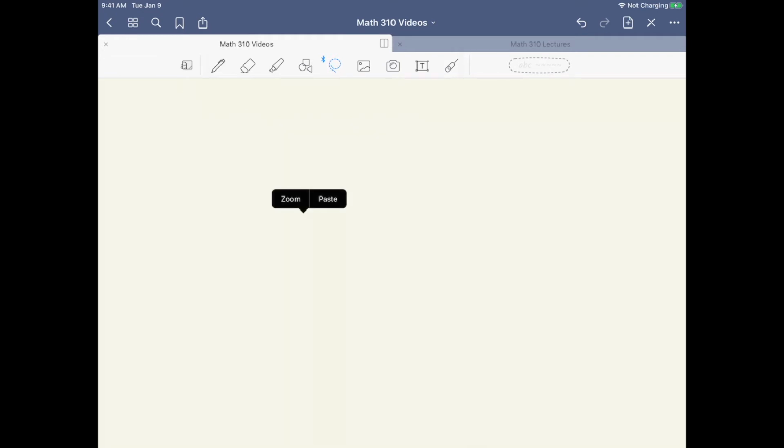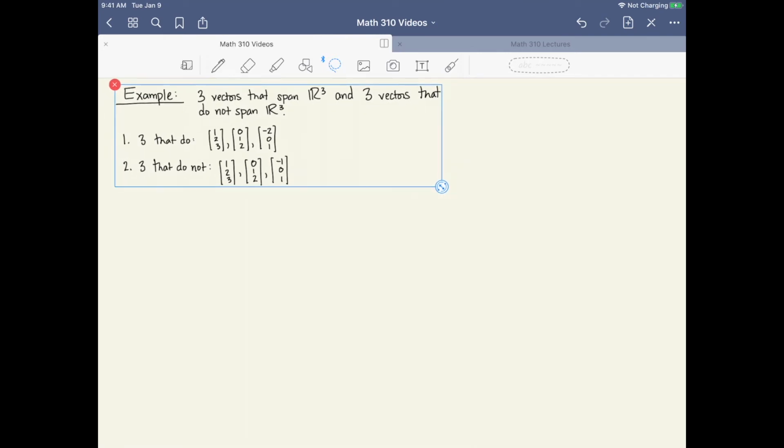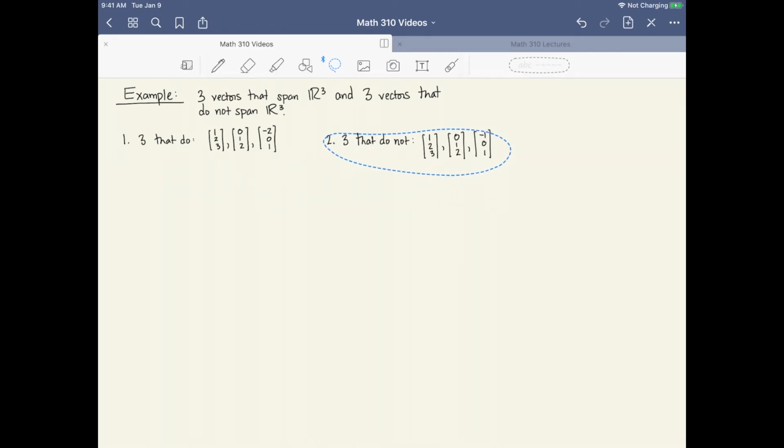Let's now look at an example of vectors that span R3 and then vectors that do not span R3. Three vectors that do span R3 are the ones that I've written here: (1, 2, 3), (0, 1, 2), and (-2, 0, 1). Whereas three vectors that do not span R3 are the three that I have written here. Now they look very similar, but notice that I've actually changed one of the entries. In the first set of vectors, this entry is a minus 2, and in the second set of vectors, this entry is a minus 1. And this makes a huge difference. So how can this be the case?